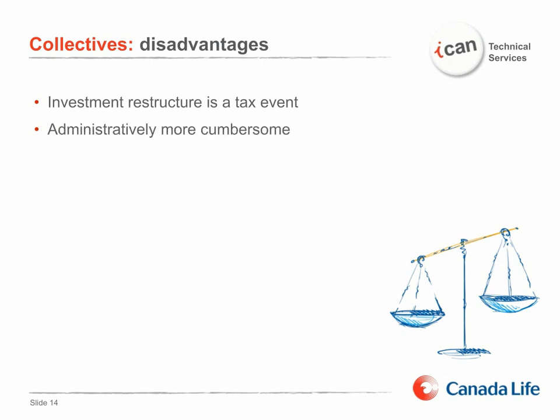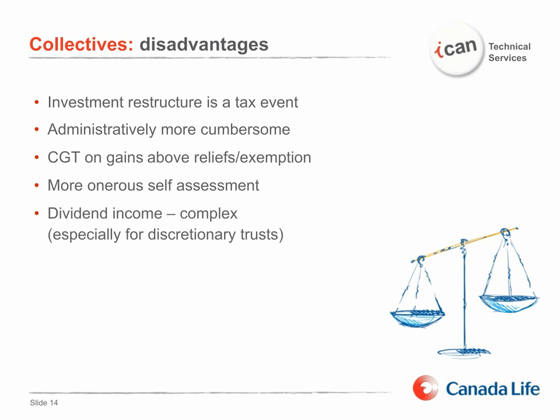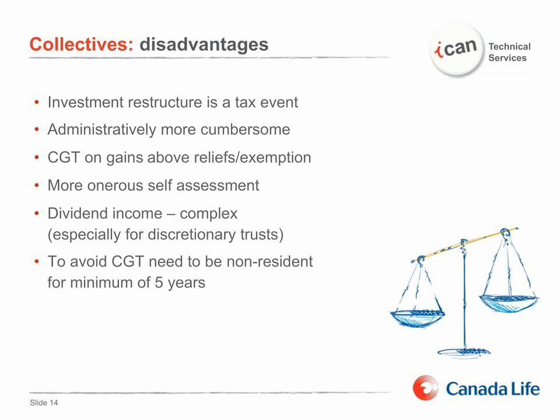Because collectives generate income generally and from time to time capital gains, clearly administration becomes more cumbersome. Of course, if gains are significant, then the reliefs and exemptions could be exceeded such that a tax liability could arise. This leads to more onerous self-assessment. With dividend income, the tax calculations become complex, especially for trustees of a discretionary trust that regularly distributes its dividend income to the beneficiaries. The dividend allowance is not available for distributions from a discretionary trust. To avoid capital gains tax by moving abroad, you would have to be non-resident for at least 5 tax years.